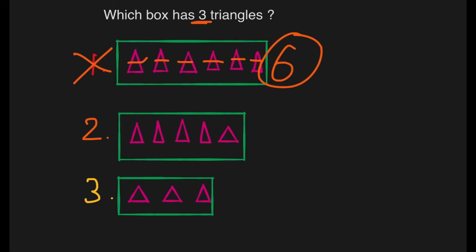If you move on to the next option, 1, 2, 3, 4, and 5 triangles. Again, it's not 3, so this again is wrong. And now the last option, 1, 2, and 3. So this is the correct option.